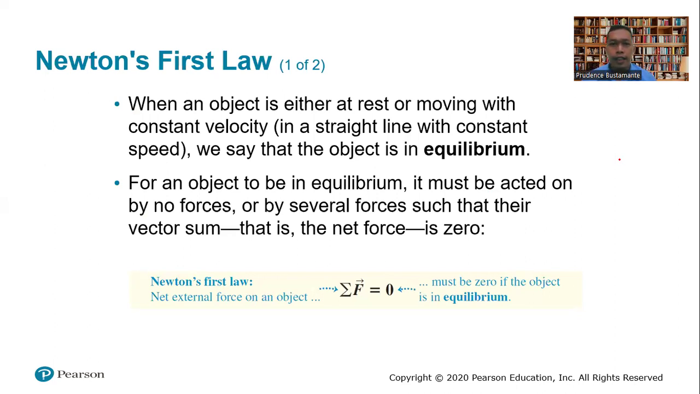Okay. So another way of understanding Newton's first law of motion is this statement. When an object is either at rest, like I said earlier, or moving with constant velocity, or you're moving but you're not accelerating, you have constant velocity, in a straight line with constant speed, we say that the object is in equilibrium. If you are at rest or moving with constant velocity, as long as you don't turn, you are in equilibrium.